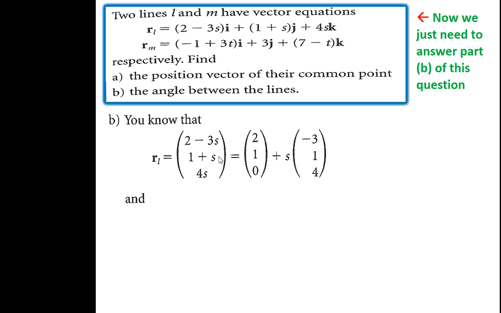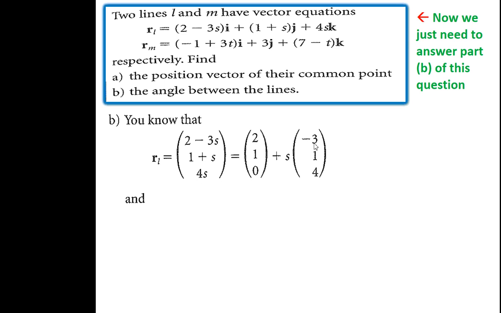Oh yes, I see, we're just breaking it up into the vector equation. Because remember, the vector equation of a line is like P plus TD, and that's Q minus P. So basically they've broken it up. Here you'd have 2, 1, 0, and because S is the scalar, that's as if it was the T. The coefficient of S is negative 3, coefficient of S here is 1, coefficient of S here is 4. So that would be 2 minus 3s, 1 plus s, 0 plus 4s.